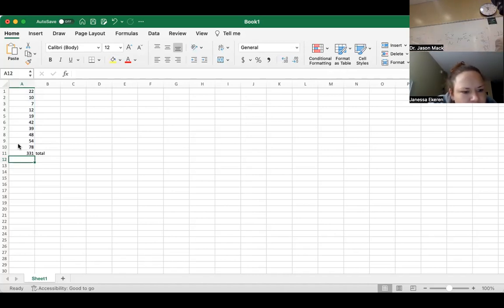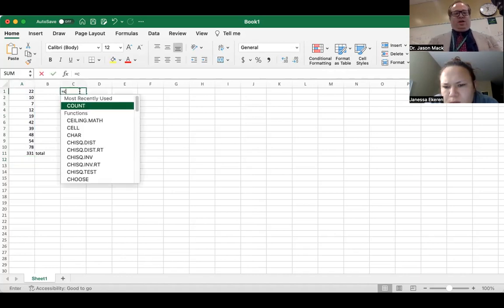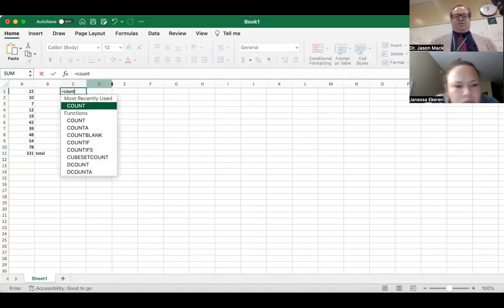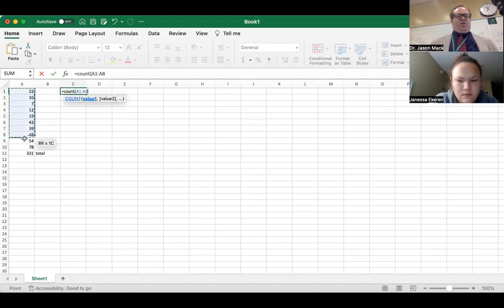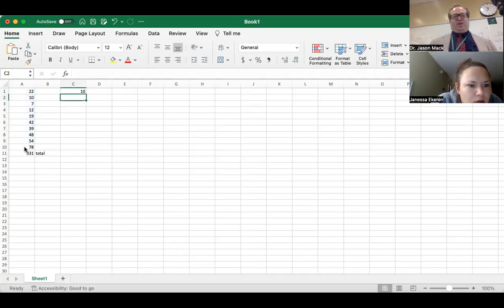Now, you can see, because these are numbered in letters and numbers, that we have 10 values. So we know it's 10. But if I wasn't sure, I can go over here and type in count, and I can highlight all of them except for our total, and it would tell me that my n is 10. So you could type in equals count, and then highlight all those, not your total, of course, because that's not part of your count. It would tell you that your n is 10.